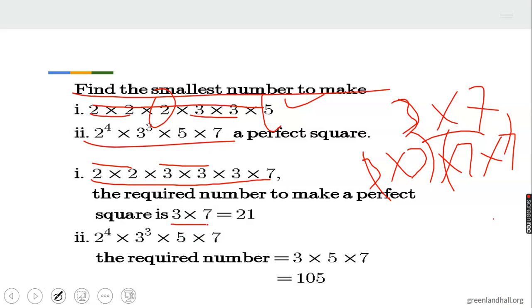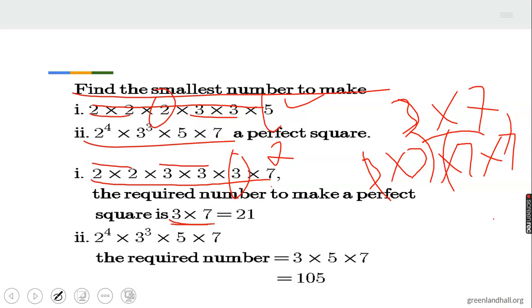Now we have 3 and 7 here. That means we need another 3 to join with this one up to make it even. We need another 7 with this to make it even. That means making two numbers. That means the number which we multiply is 3 times 7. Now that is 21. Now look at this also.